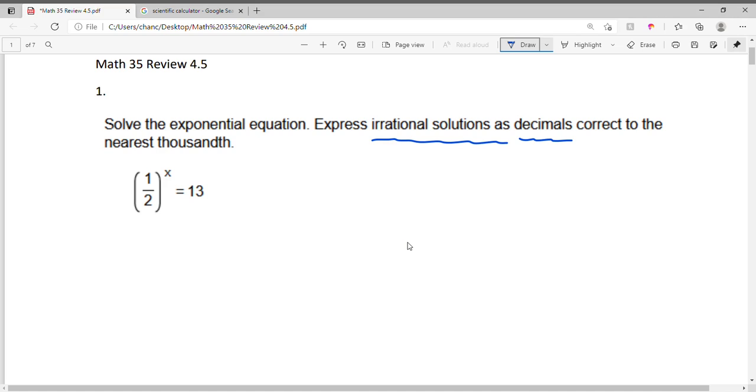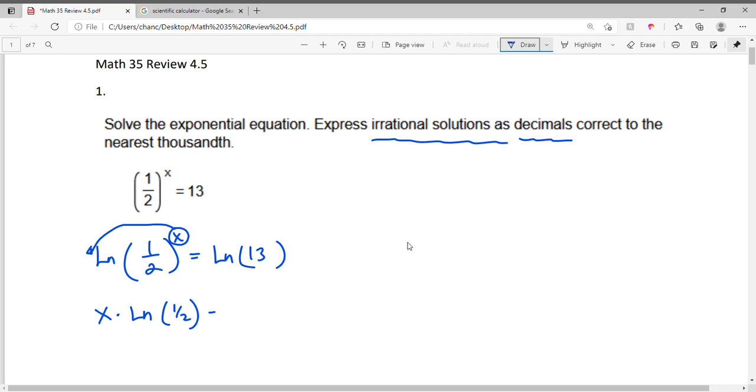The first step is to bring that exponent to the front of this equation. And in order to do that, we're going to take the natural log of both sides. This is the natural log of 1/2 raised to the x equals the natural log of 13. And with that, we can use the power rule. It allows me to bring the x in front of the equation. This is x times the natural log of 1/2 is equal to the natural log of 13.